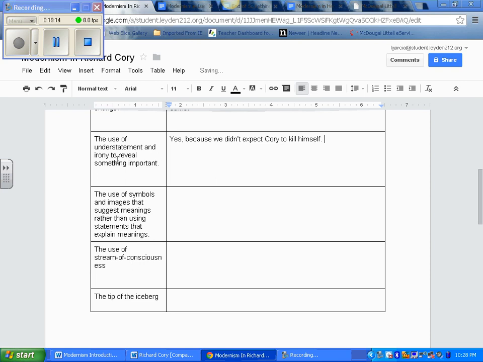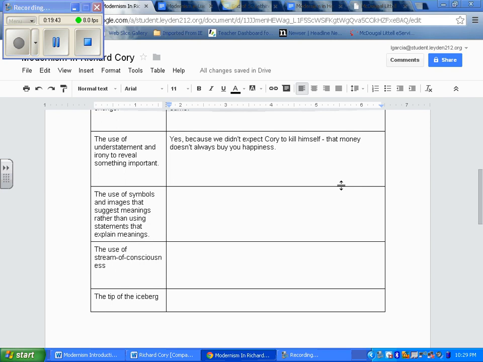But remember, there's two parts to this. It's not just that they're using irony, but they're using irony and or understatement to reveal something important. So what's the important thing that they're revealing here? Well, that's the theme. And the important thing that they were trying to show you here, and again, notice they didn't come right out and tell it to you. You had to infer it.